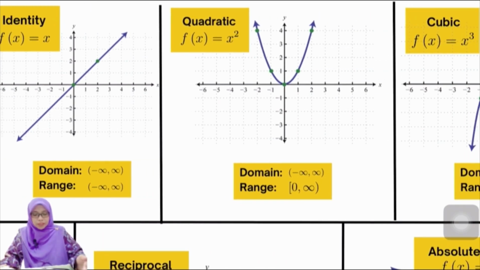And then for the next graph, we have a quadratic function, which is in general f(x) equivalent to x squared. This is the shape of the graph. As you can see here, this is the quadratic graph. In general, the domain is from negative infinity until infinity, and the range will start from the value of 0. For the value of 0, it must be a closed bracket until infinity.